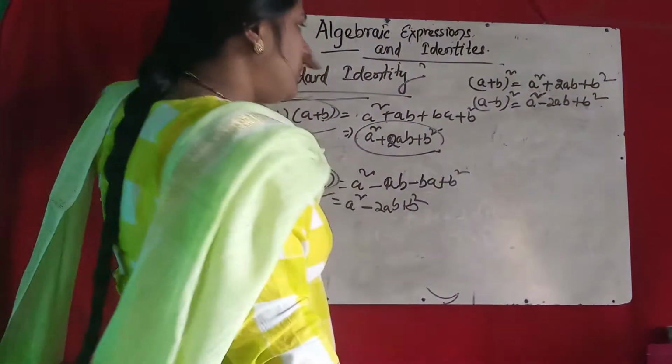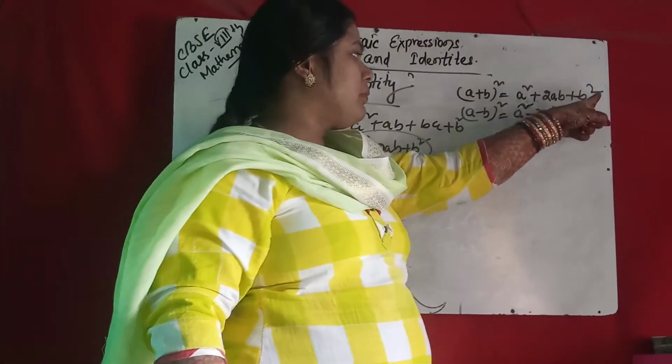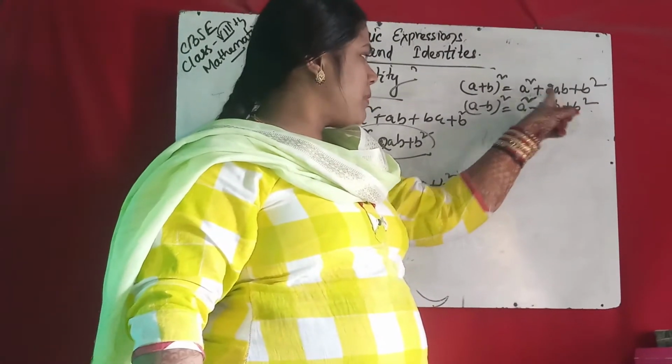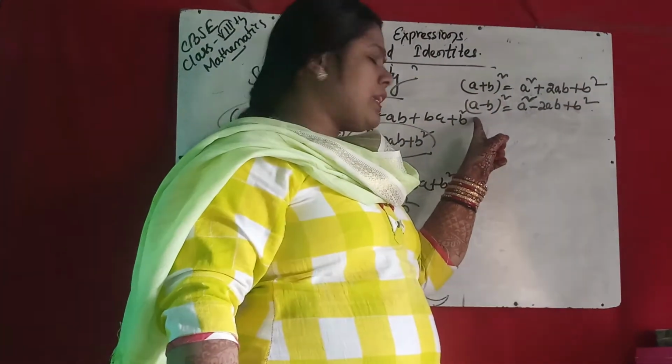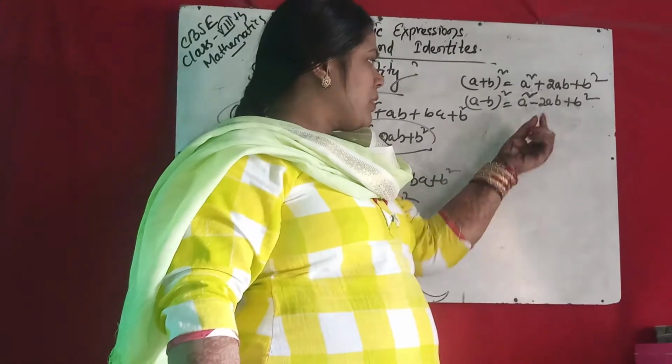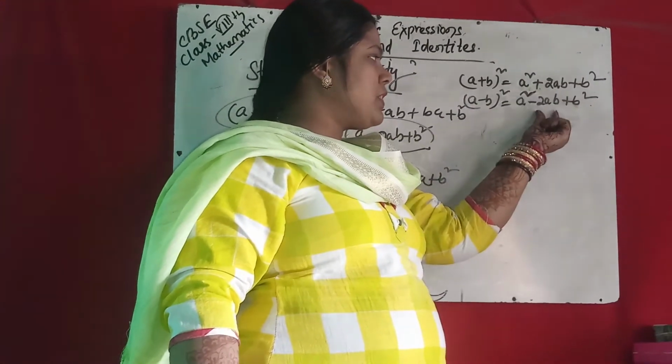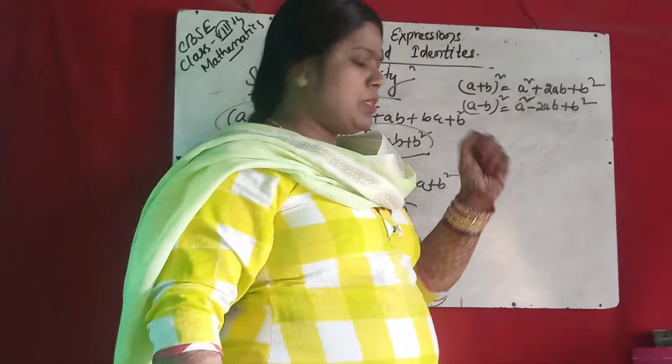So (A plus B) whole square is A square plus B square plus 2AB. What is the difference between (A plus B) and (A minus B) whole square? Here plus 2AB, here minus 2AB, but A square plus B square. Okay.